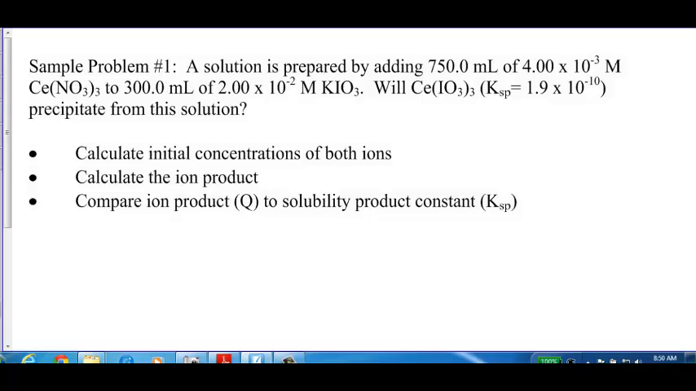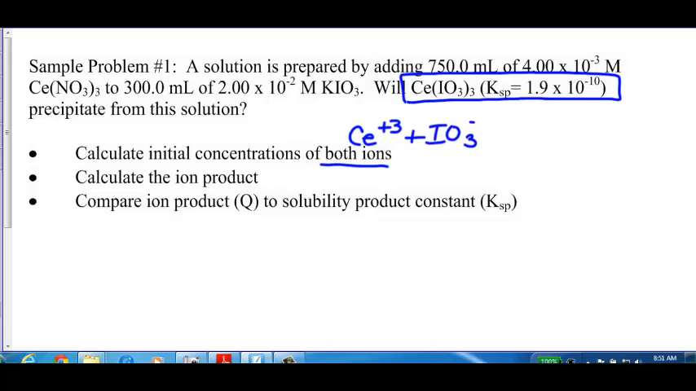If you ever need to know the 2 ions that you're concerned with, look at who they gave you the KSP for. They gave you the KSP for cerium iodate. So those are the 2 ions, the cerium and the iodate, that we're concerned with. Ce plus 3 and IO3 minus.